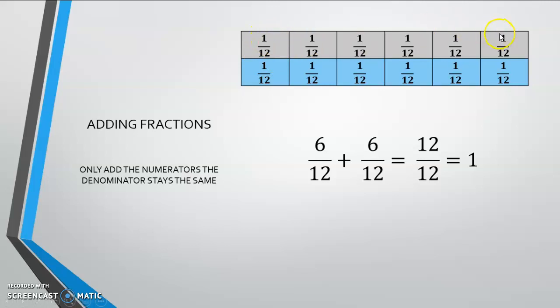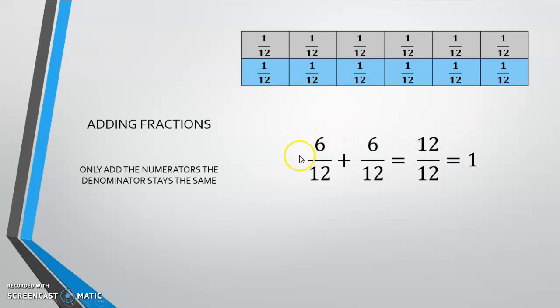Now, if you have 6 of those 12, and I have another 6 of those 12s, let's see how many we have together then. You have 6, and I have 6 12s. And if we count them, 2, 3, 4, 5, 6, 7, 8, 9, 10, 11, 12. So we will have all of the 12s.